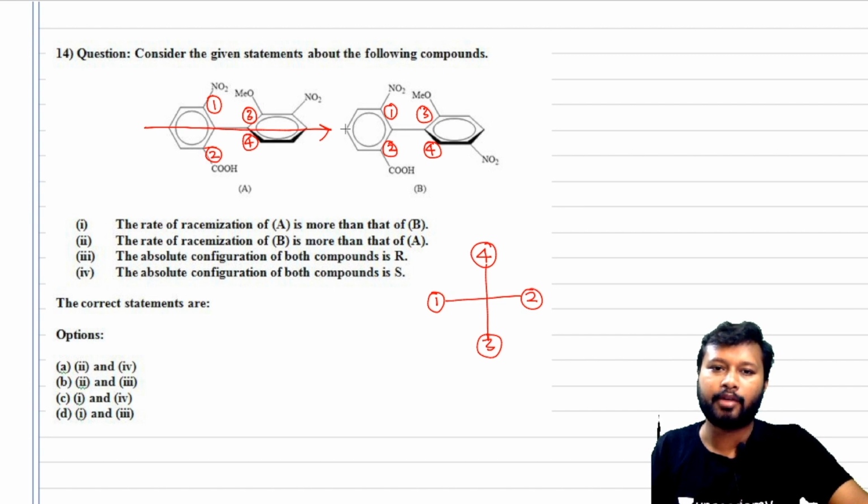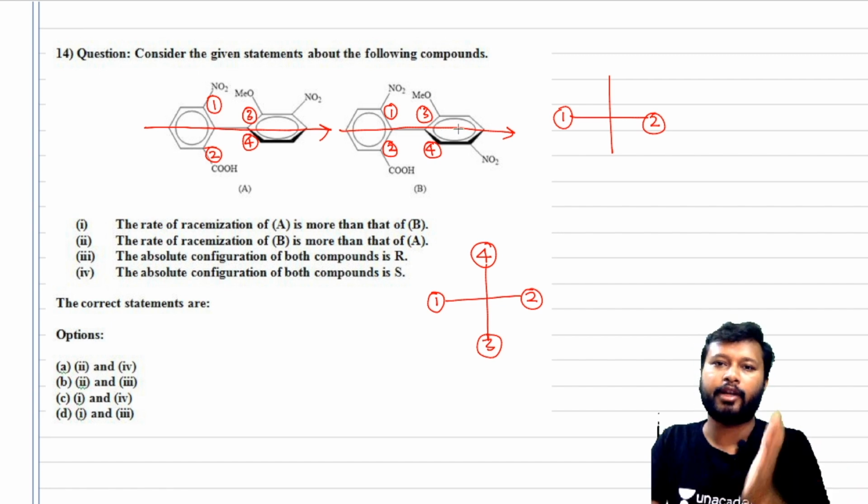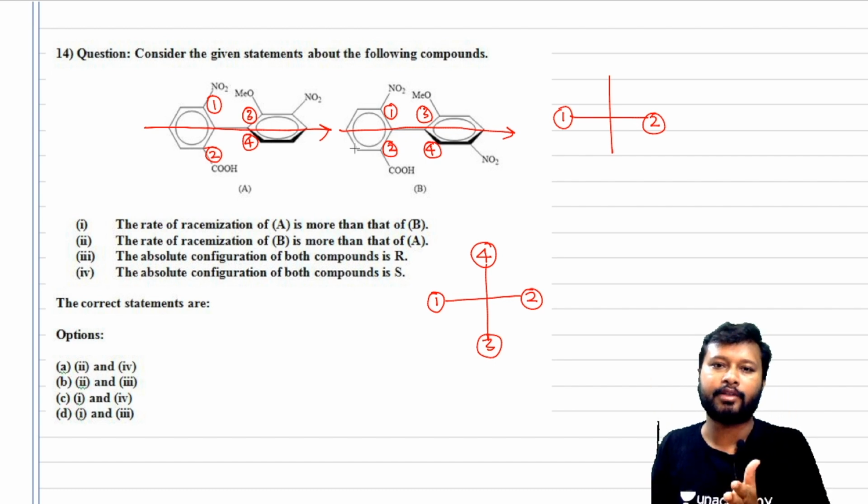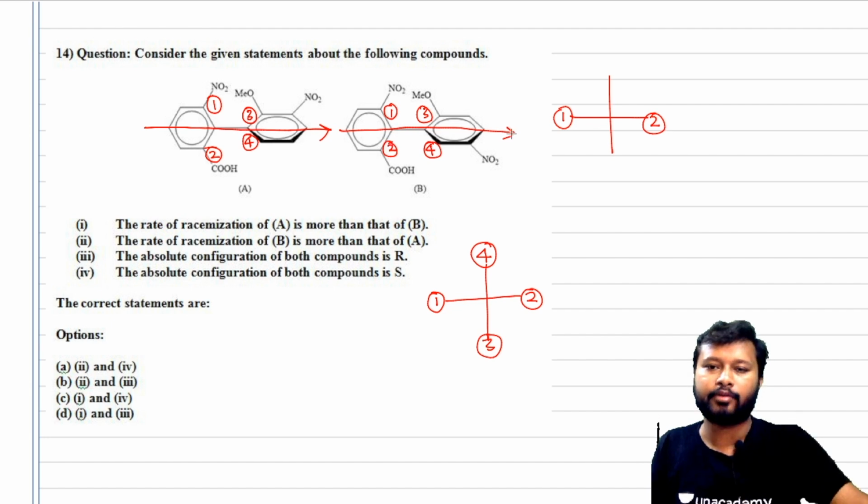Similarly, the same numbering will be done for compound B as well. We will have 1 on the left side of this arrow and 2 on the right side of this arrow. How am I seeing left and right? Just see the arrow. You can rotate the mobile or laptop, whatever you are watching on, and you will see that this 1 is on the left hand side of this arrow and 2 is on the right hand side of this arrow. Then 4th, because it is on the wedge or the dark side, is above, and 3 will be downside.